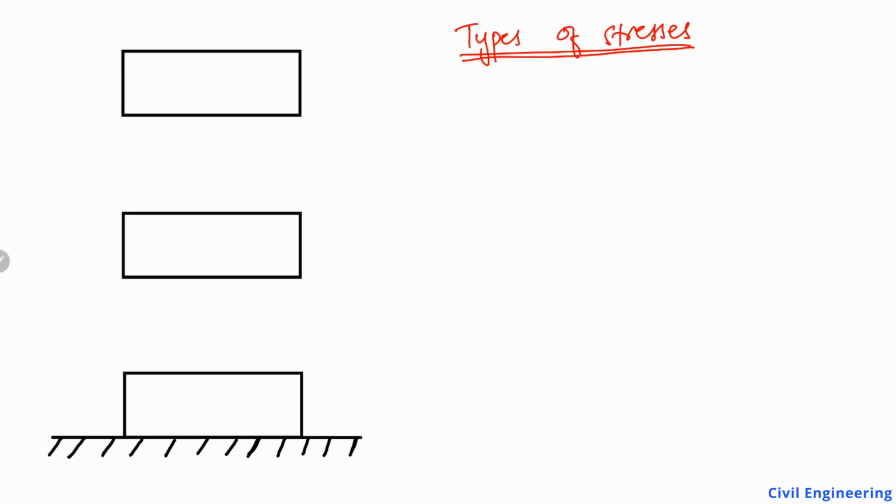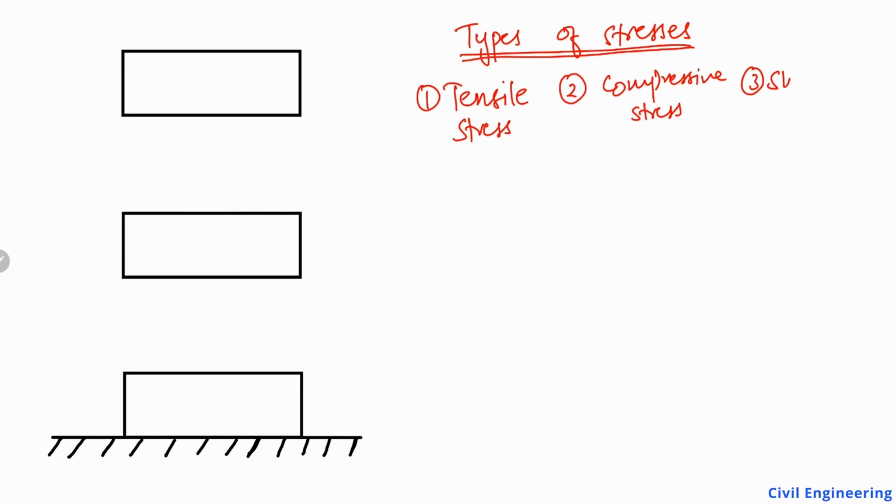So we are starting first of all with the tensile stress. This is one of the important stresses to understand here. It's most common in flexural members and beams. The second one is the compressive stress, and the third one is the shear stress. So we are going to explain them in a very easy and simple way. So starting first of all with the tensile stress.